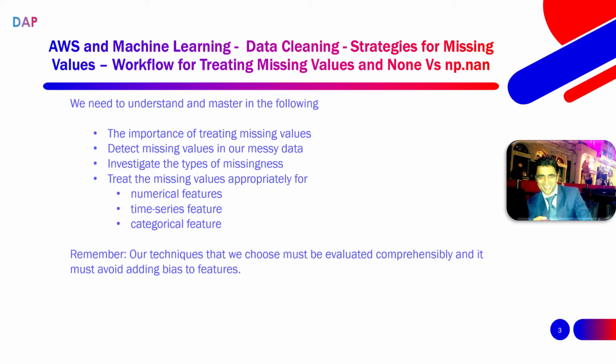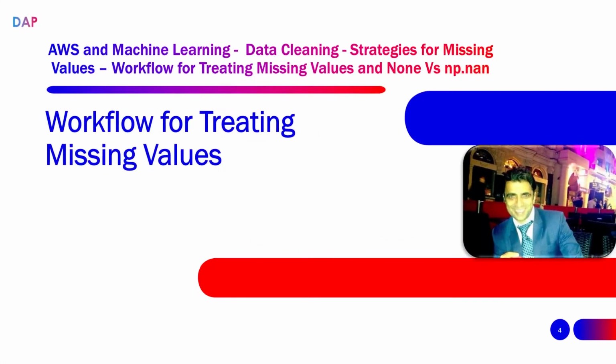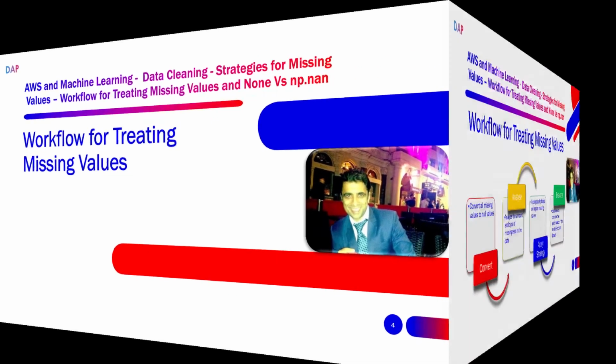Remember, the techniques that we choose must be evaluated comprehensively, and must avoid adding bias to features. If you add bias to features, it gets transferred into models, and then the models start behaving strangely, or you might not get the best score and not the best insights, which is the ultimate goal. So just be careful. Now, the workflow for treating missing values.